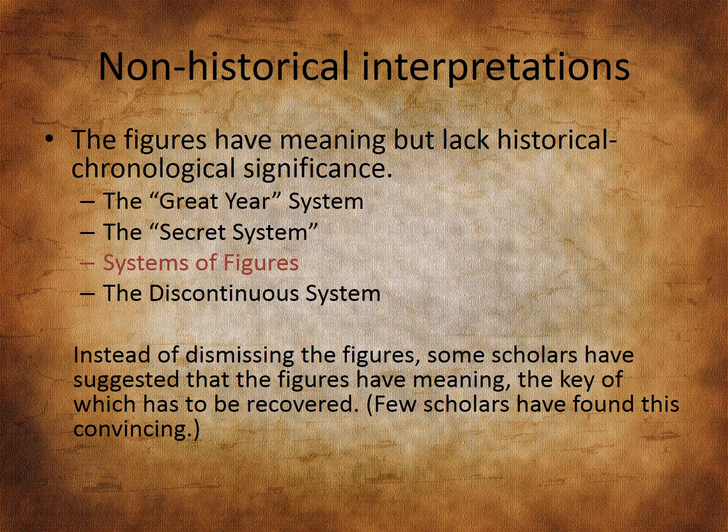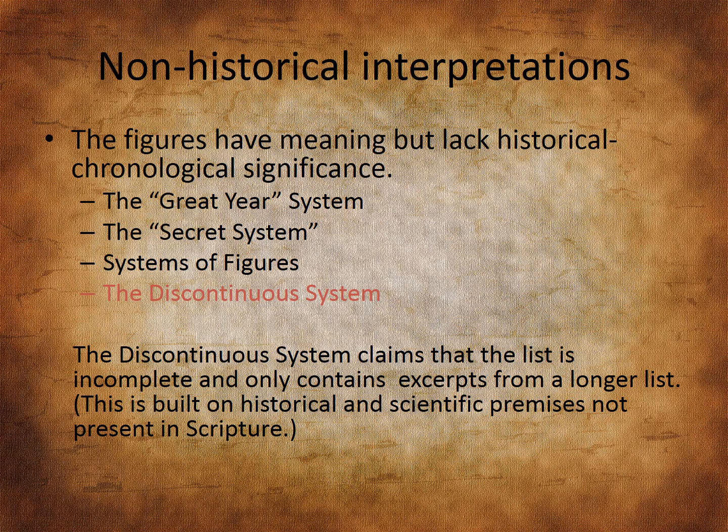Instead of dismissing the figures completely, some scholars have suggested that the figures have meaning, the key of which has to be recovered. Few scholars have found this convincing. The discontinuous system claims that the list is incomplete and only contains excerpts from a longer list. This is built on historical and scientific premises, not present in Scripture itself.